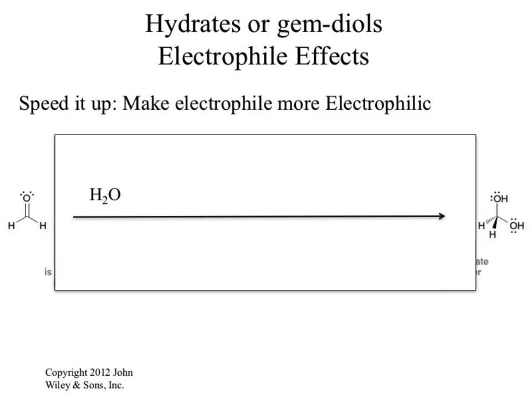What could we do to make the electrophile more electrophilic? Okay, well, it's again recognizing where our pieces are. The electrophile is our carbonyl. That carbon needs to become more positive. Okay. To become more positive, what has to happen to it?